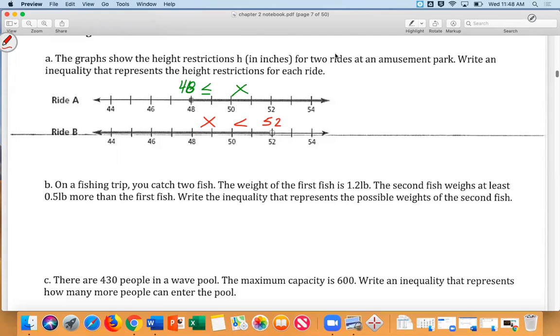So what I'm doing here is I'm letting this darkened arrow, that's my answer, be represented by X. So I'm working backwards. I'm going to put X there, then the less than symbol, and then 52. Here I put 48 above the 48. I did my less than or equal to symbol because it was colored in, and then X went above the line.